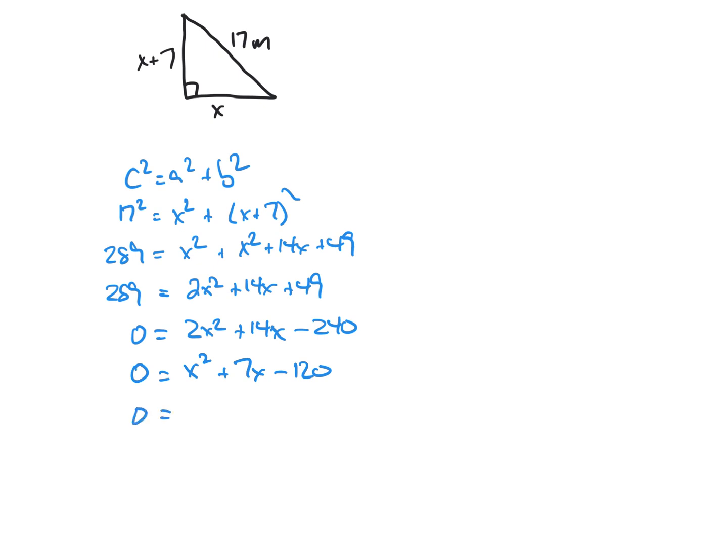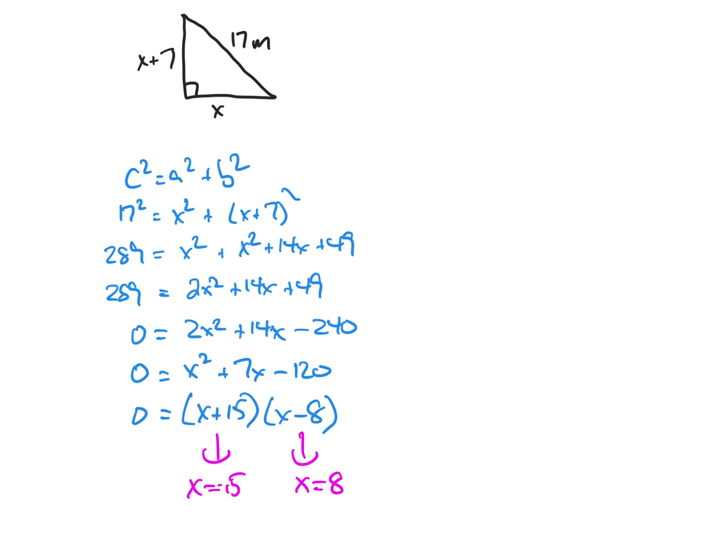And now we have something we can factor. Two numbers that multiply to negative 120 and add to 7. So it's going to be x plus 15, x minus 8. Those two numbers multiply to minus 120 and add to negative 7. So from here, we get x equals minus 15. And here we get x equals 8.